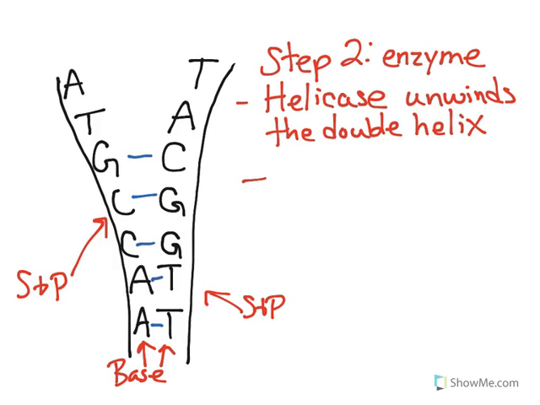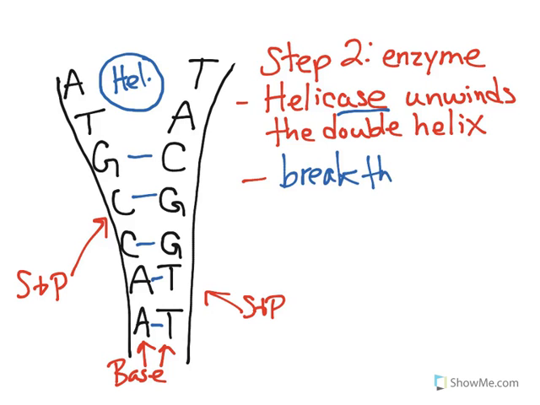Okay, so step two, we're looking at our first enzyme coming in, and that enzyme is helicase. Helicase ends in -ase, so I know it's an enzyme because of the ending, and it's going to come in and unwind the double helix. Okay, so I'm just going to abbreviate it. The way it can do that is that it has to break the hydrogen bonds that are holding the bases together.